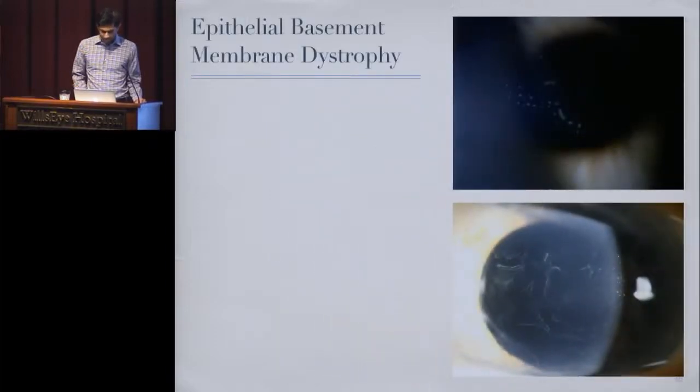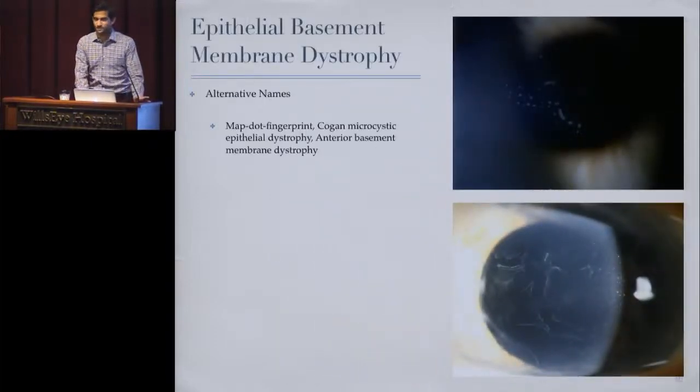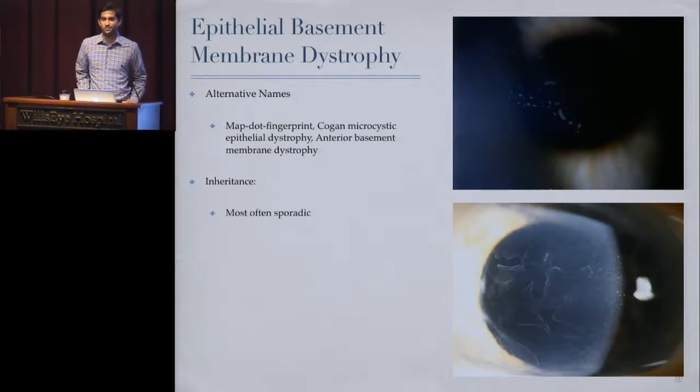All right, so it's got a bunch of different names. Here, people call it anterior basement membrane dystrophy, or in your notes, you always write ABM changes. Where I trained, it was EBMD, epithelial basement membrane dystrophy. Map-dot-fingerprint is another name. Cogan microcystic epithelial dystrophy is another name. It's all the same thing. Anyone know the inheritance? Dominant. Most often sporadic, actually. It just kind of happens.